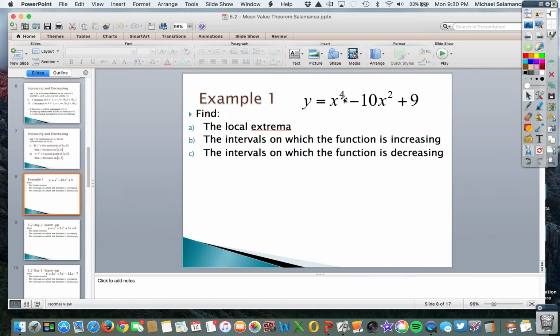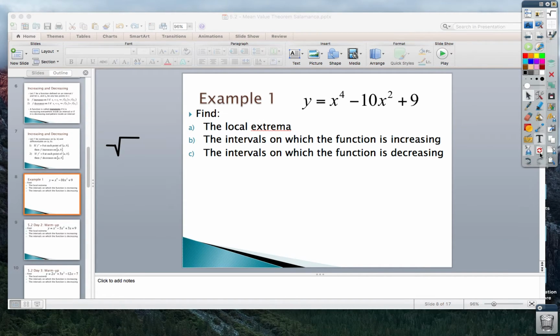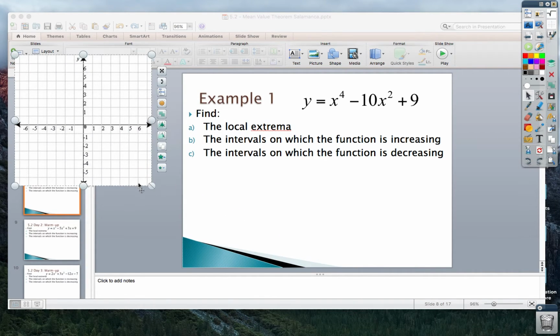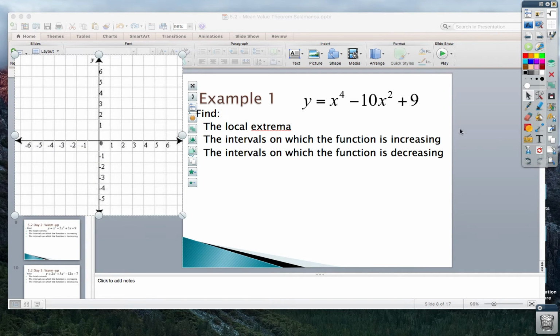Now if we have this function, y equals x to the fourth minus 10x squared plus 9, we're supposed to find the local extrema and find when the intervals are increasing and decreasing. So let's just for a second take a look at this graph. Now it's an x to the fourth graph. So if we take a look at a quick graph, it's an x to the fourth graph.